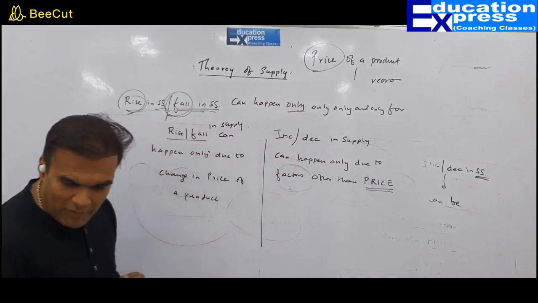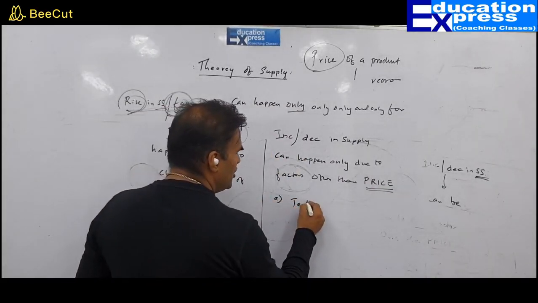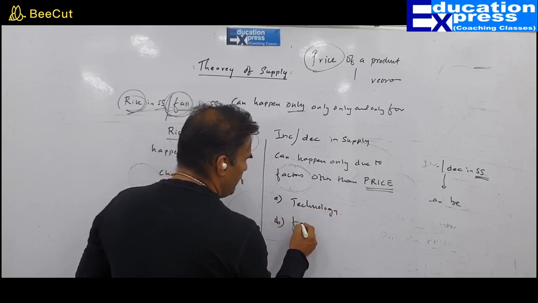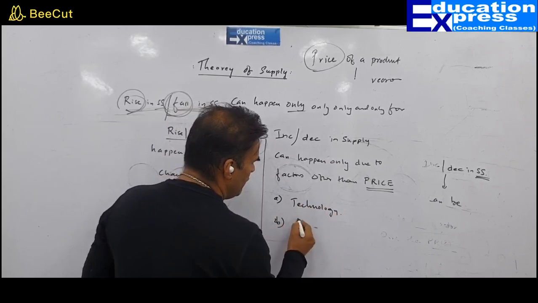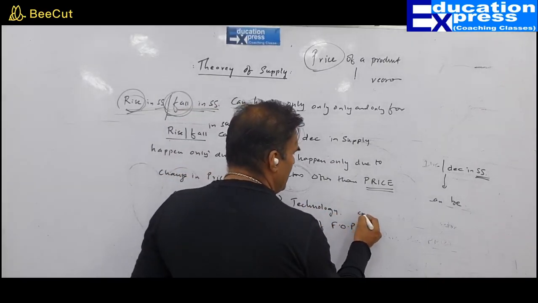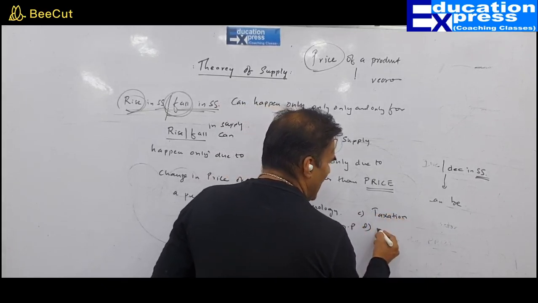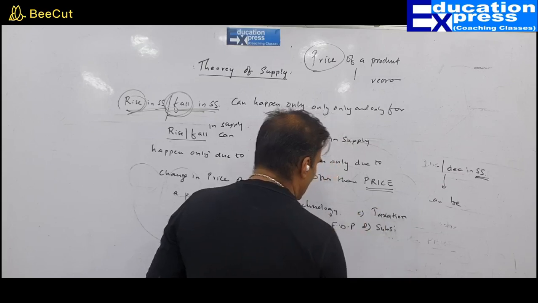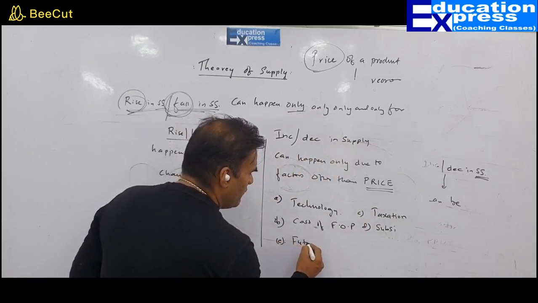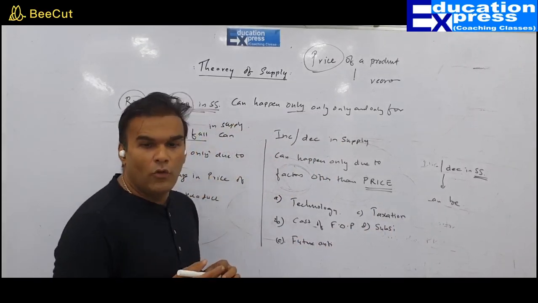For example, could you please list a few factors? Yes, it can happen due to a change in technology, a change in the cost of factors of production, a change in the taxation policy, a change in subsidy, future anticipation, and many more reasons.